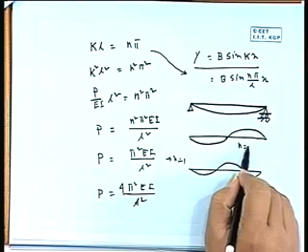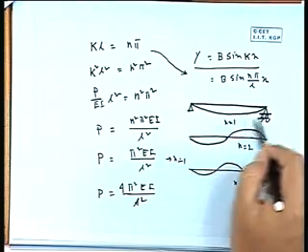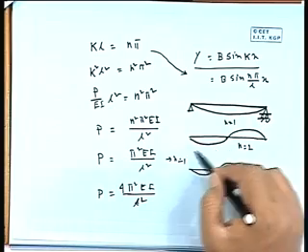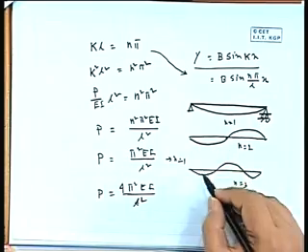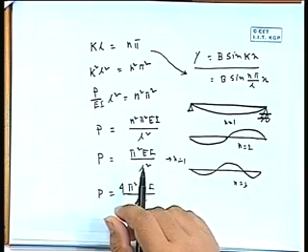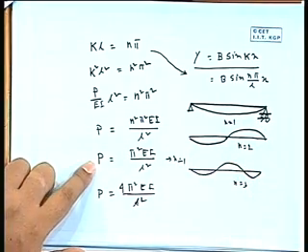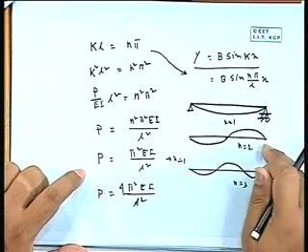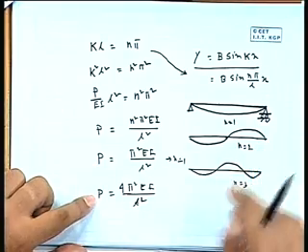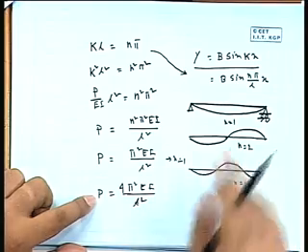So here n equal to 1, n equal to 2, n equal to 3. For n equal to 1 it is half of a sine curve. For n equal to 2 it is a full sine curve. For n equal to 3 we can say it is one and a half sine curves. If it deforms like this, we are going to get P equal to pi square EI by L square. If you want it to deform in that manner, it will be pi square EI by L square into 4. If you deform like this, it will be pi square EI by L square into 9, right? So like that it will increase.